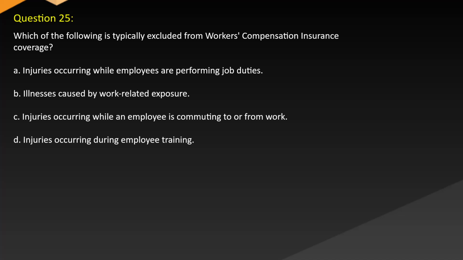Question 25. Which of the following is typically excluded from workers' compensation insurance coverage? A. Injuries occurring while employees are performing job duties. B. Illnesses caused by work-related exposure. C. Injuries occurring while an employee is commuting to or from work. D. Injuries occurring during employee training.